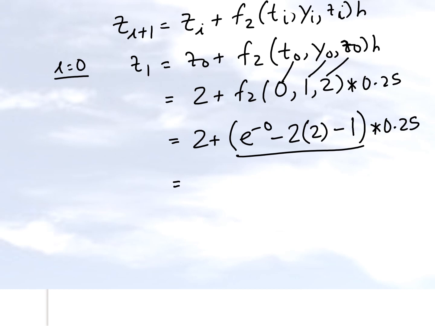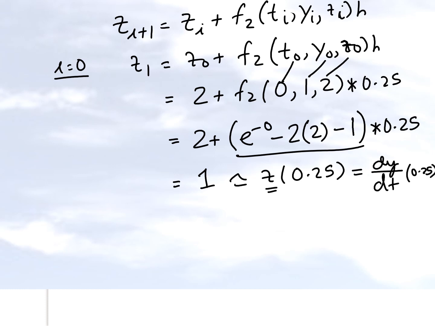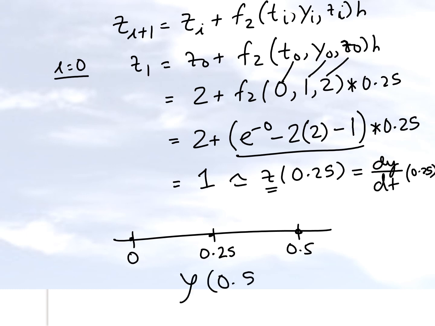And if you solve this, you're going to get 1. So this is the approximate value of z at 0.25, which is the same as the value of dy by dt at 0.25, because that's how we have defined what the z variable is. But we are still not done. We take the first step size, we get to 0.25. We'll take one more step in order to get to 0.5, so that we can answer the question, what is y at 0.5 equal to? So let's go and do that.